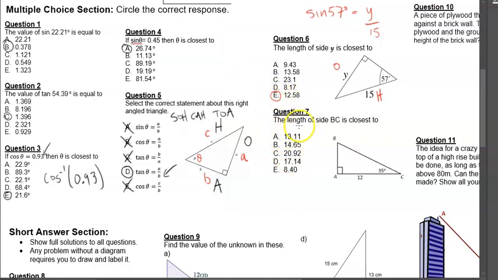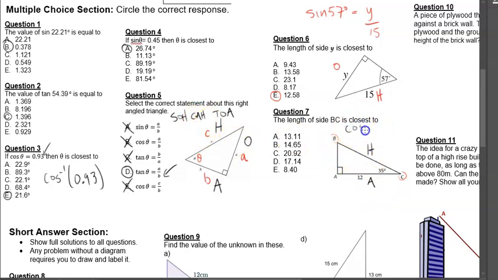Question 7, the length of side BC is closest to. So BC, if this is B and this is C, so this is the line that we're looking for, which is a hypotenuse. What we've been given is the angle and the adjacent. So here's the adjacent, here's the hypotenuse, which we don't know. A and H uses cos as a trigonometric identity.